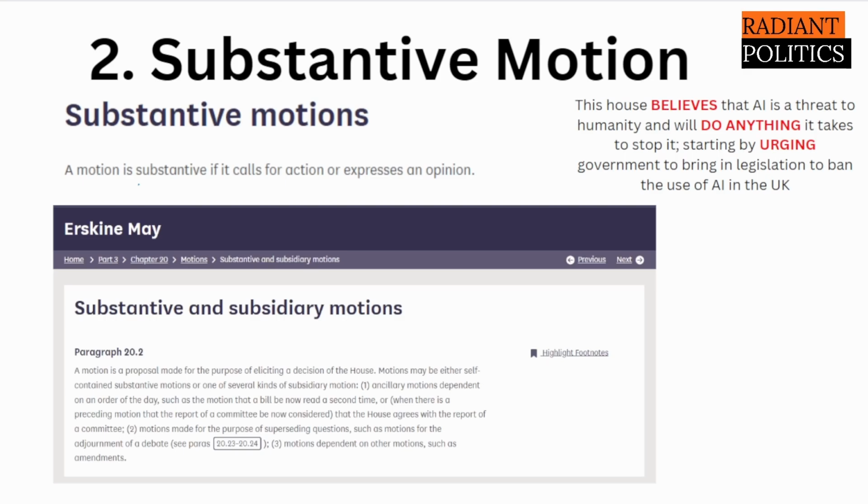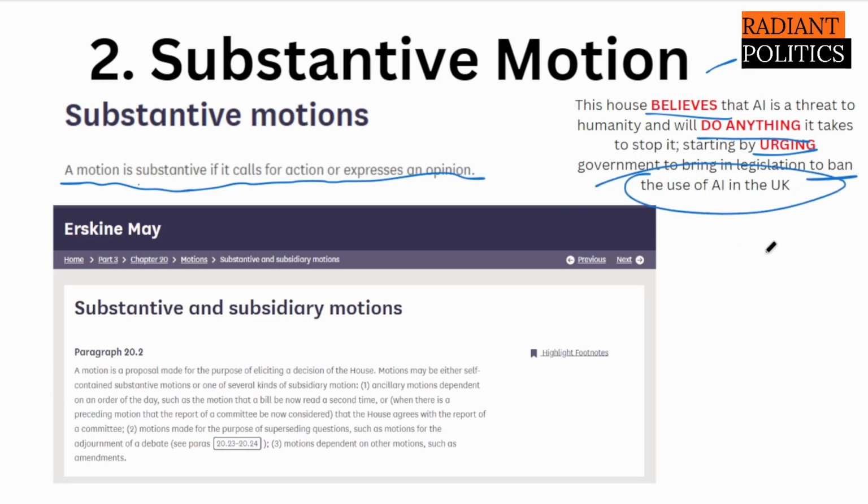Now substantive motion. A motion is substantive if it calls for action or expresses an opinion. And as you can see from the example here, it is a lot different from the general motion that we just talked about. This House believes that AI is a threat to humanity and will do anything it takes to stop it, starting by urging government to bring in legislation to ban the use of AI in the UK. And here from Erskine May, also known as the Parliament Bible, is the meaning of substantive motion set out in a more accurate way than mine. If you are interested, you can pause and read it.